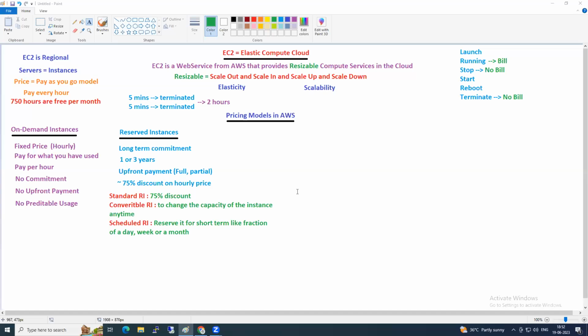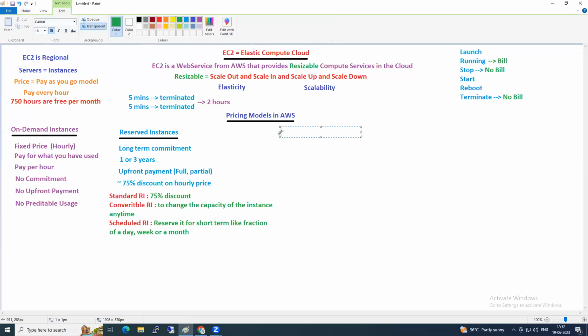That's how we do cost optimization on EC2. So if you're sure that you will be using these machines for a longer period of time, go for reserve instances. That's why I said long-term commitment. Good. So the next one is spot instances. What is that? Spot.